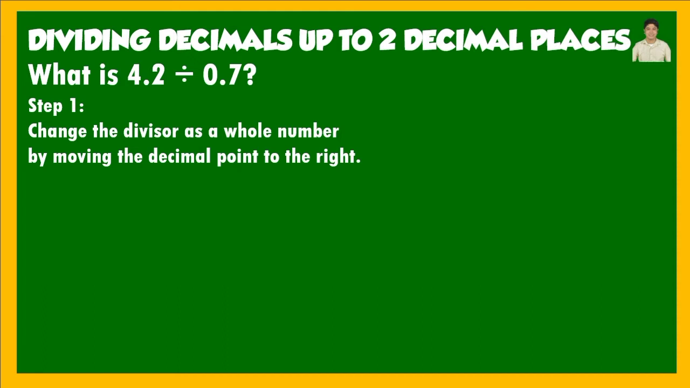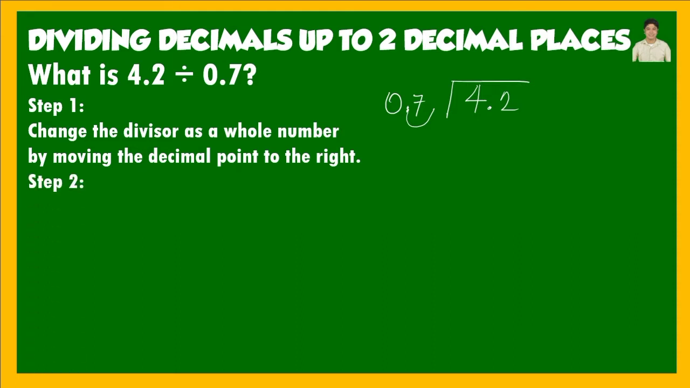So sulat natin yung solution. So 4.2 divided by 0.7. So yung first step niya, change the divisor to a whole number by moving the decimal point to the right. So ito po yung decimal point, imumove natin yan to the right para maging whole number. Ayan. So naging 7 na po siya.